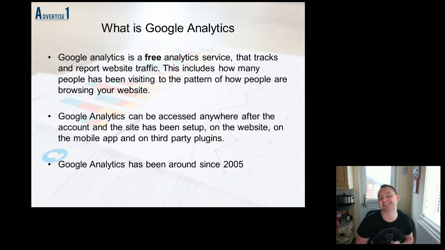Google Analytics can be accessed anywhere after the account and the site have been set up, which I'll show you how to do as well, on the mobile app and on third-party plugins. So if you have a WordPress website, you can download a plugin from the plugin section. Just type in Google Analytics, and then you can attach your site on there, which the plugin will give you instructions for. And Google Analytics has been around since 2005, so it has been around for 12 years.